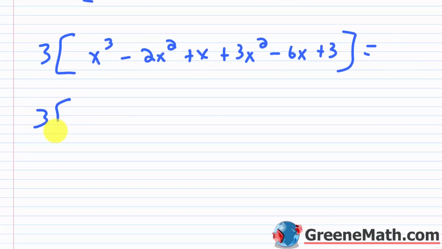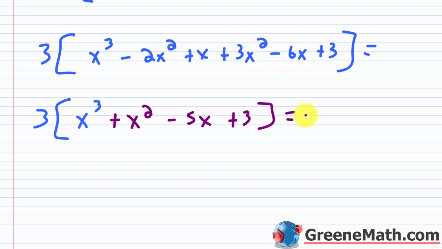So we have 3 times x cubed, nothing to do with that. Then we have -2x squared plus 3x squared. That's going to give me plus x squared. We have x minus 6x, which is minus 5x. And then we have plus 3. Okay, so almost out of the woods.